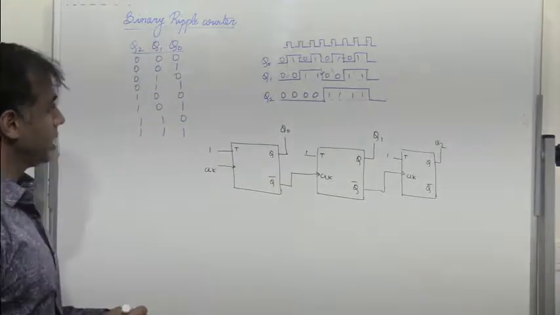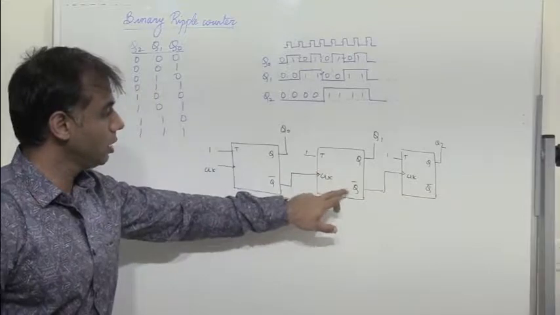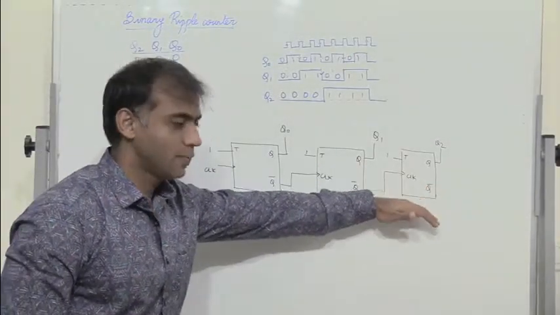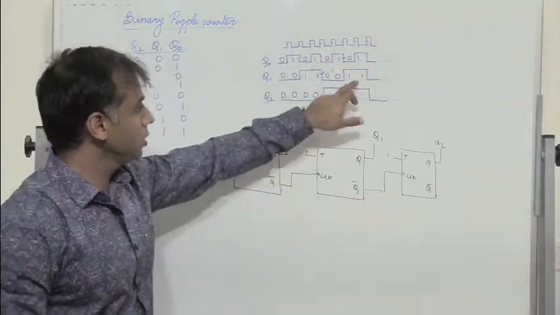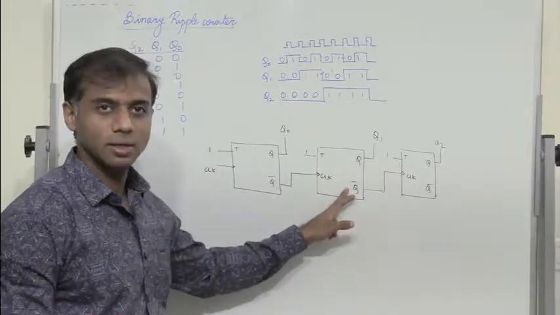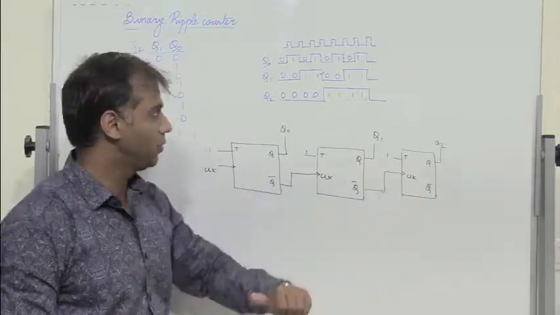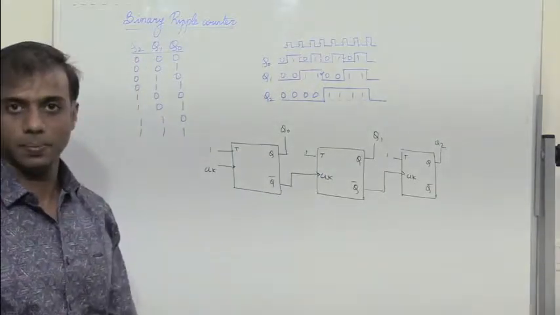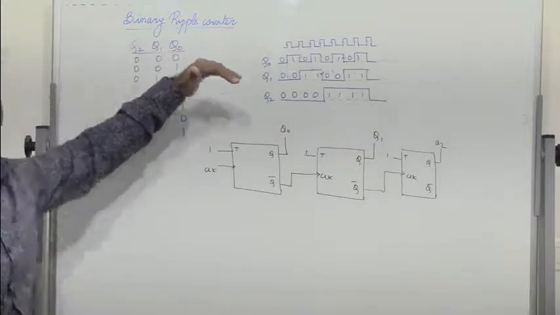So during the falling edge of Q1 here, I have a rising edge which acts as a clock to the next flip-flop. So therefore, Q2 changes its state from 0 to 1. During the falling edge of Q1 again, I have a rising edge which appears at Q bar here, which acts as a clock input to the next flip-flop, the third flip-flop. So here, the state changes from 1 to 0 again. So this is how we can get a 3-bit binary ripple counter.